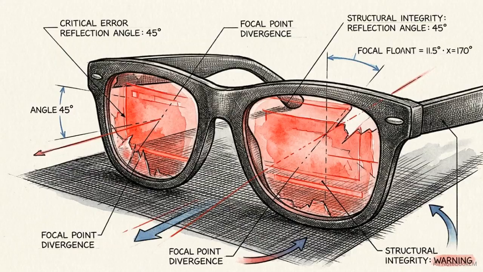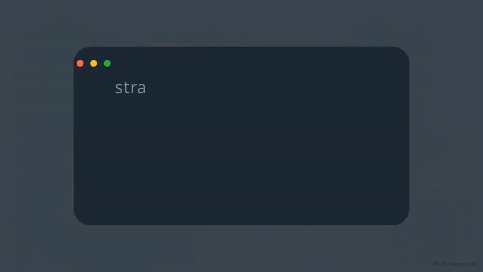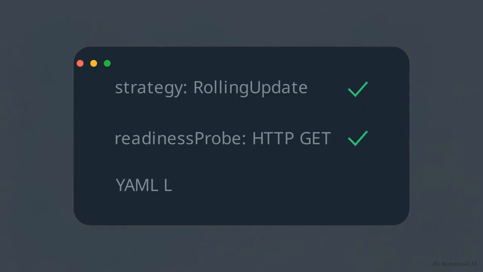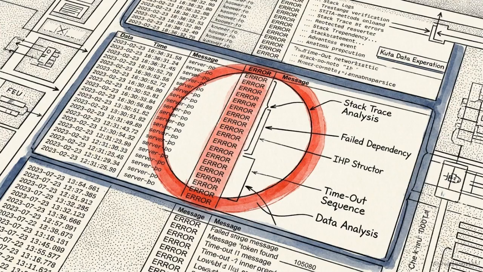The frustrating part is you did everything right. The deploy was a rolling update. The readiness probes were configured. The YAML was completely valid. The cluster executed your instructions perfectly, and you still dropped requests.